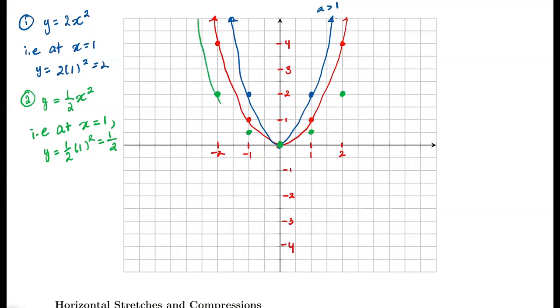So it's going to be compressed by a factor of 1/2, like this. So this is what happens when the absolute value of a is between 0 and 1.